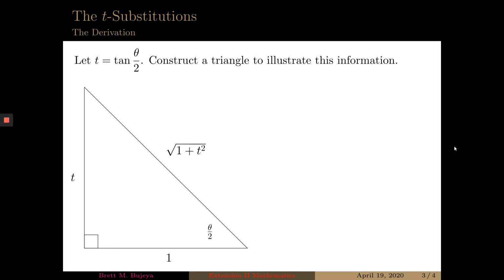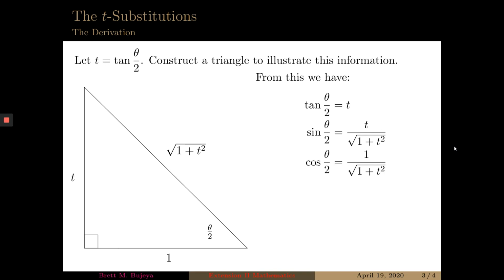So once you've got that, you can express sine theta on 2 and cos theta on 2 in terms of t. So that's the definition. Tan theta on 2 was t. Sine theta on 2, well, sine is opposite over hypotenuse, and cos is adjacent over hypotenuse. So we've now got your 3 basic trig ratios in terms of theta on 2, but what we need is in terms of theta.